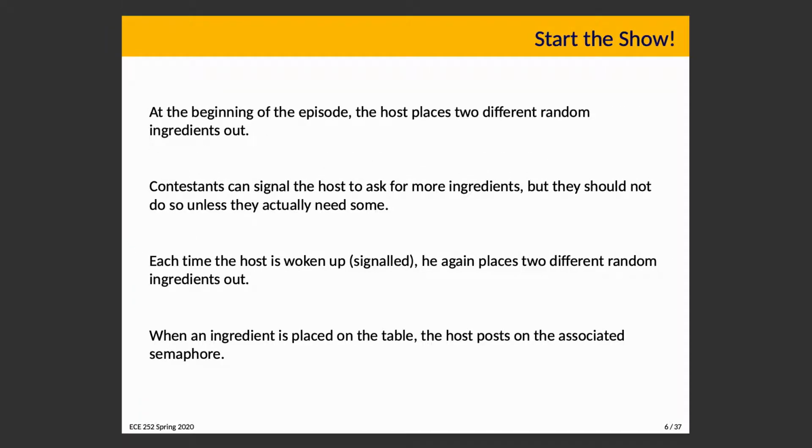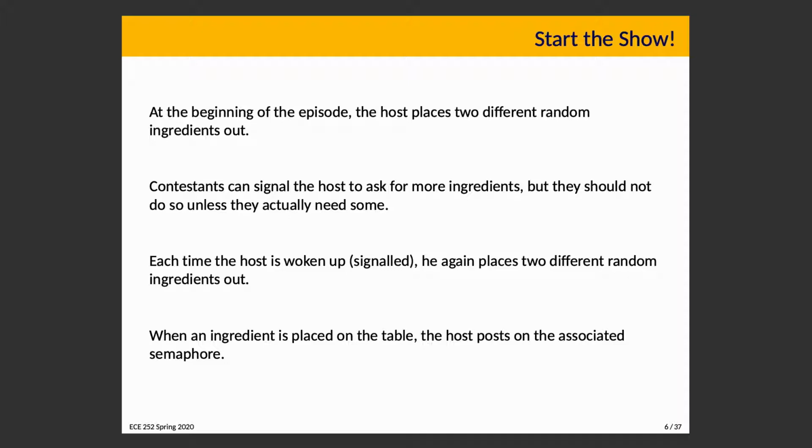Now, at the start of the episode, the host places two different random ingredients out. So the two ingredients will always be different. It could be sauce and cheese, it could be sauce and dough, it could be dough and cheese. They won't both be the same. There will be two of them, not three, but two.